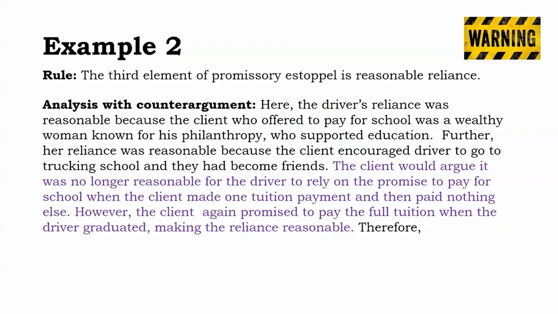Here's our counterargument. The client would argue it was no longer reasonable for the driver to rely on the promise to pay for the school when the client made just one tuition payment and then paid nothing else, right? So that fact can be argued for both sides. But now you're going to explain why that counterargument is without merit. However, the client again promised to pay the full tuition when the driver graduated, making the reliance reasonable. So there's our counterargument, and now we're going to briefly conclude. Therefore, right, and then we're going to provide our conclusion.